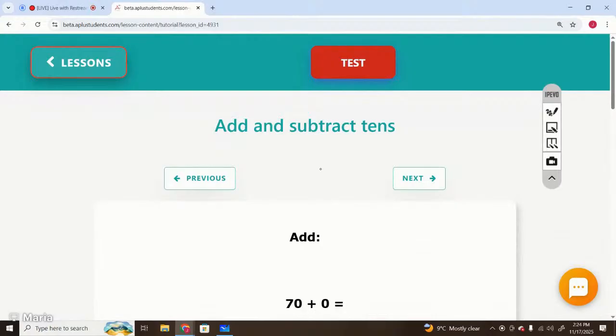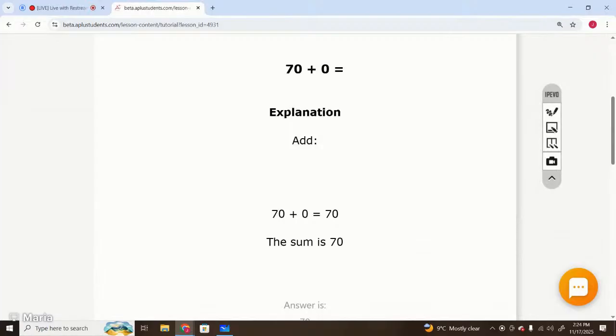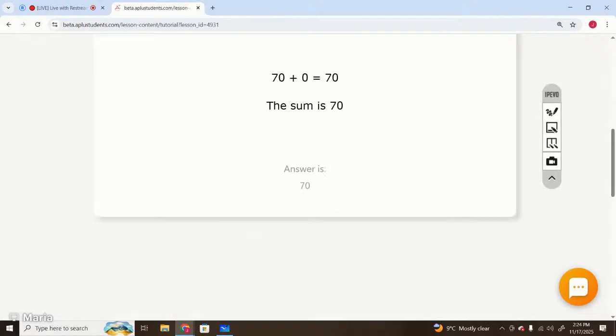So start with 70 plus 0. Adding 0 to any number means the number stays the same, right? Like 0 plus 70, so 0 plus 70 is 70. Adding 0 to any number means the number stays the same. So 70 plus 0 is 70.